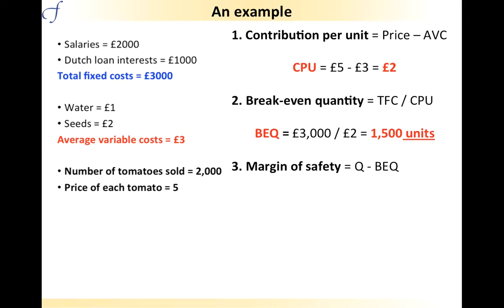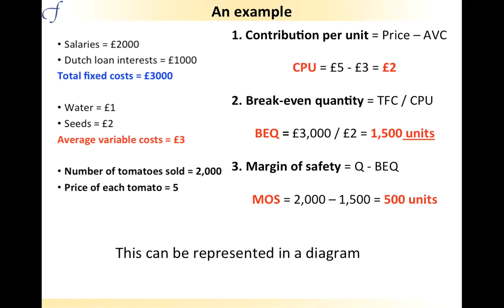We can also calculate what the margin of safety is. The margin of safety is an expression of how many units we are selling at the moment compared to how many units will make our profit be equal to zero. In other words, how many units can we stop producing before we start making a loss? In our case, since the company was producing 2,000 tomatoes and the break-even quantity is equal to 1,500 tomatoes, our margin of safety is equal to 500 units.